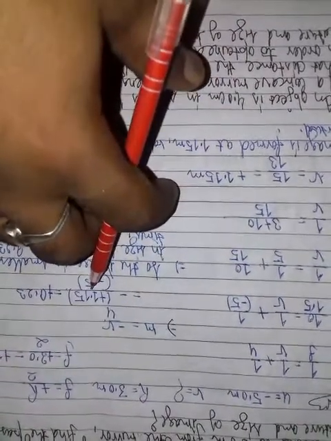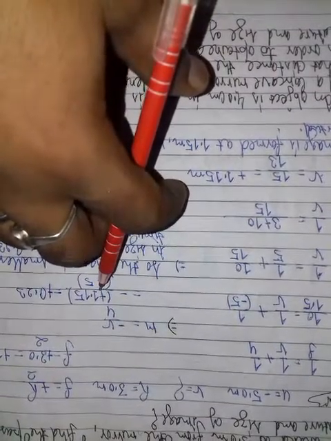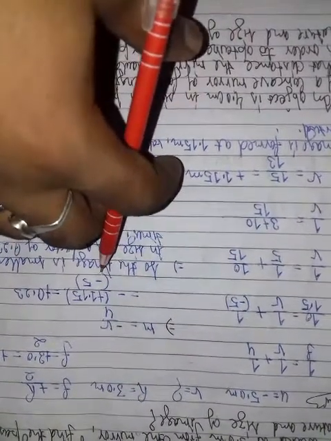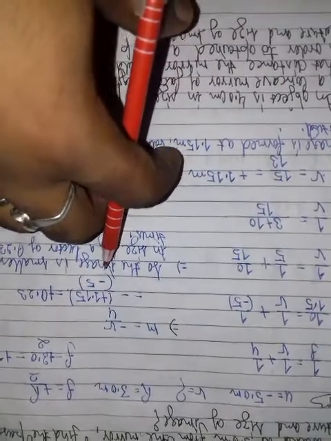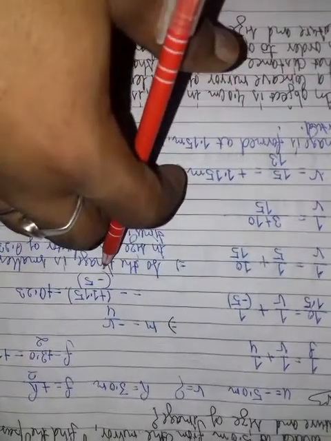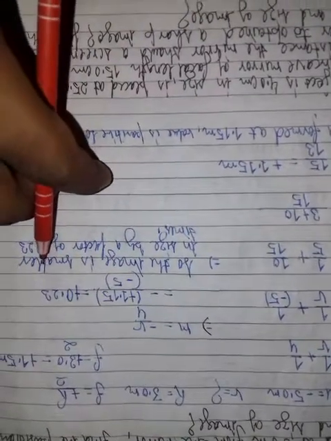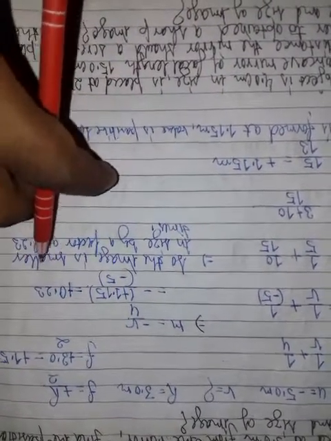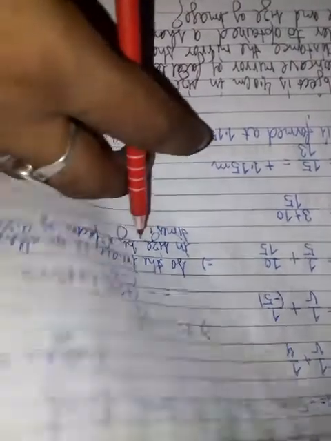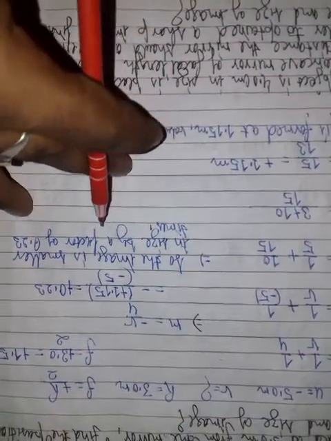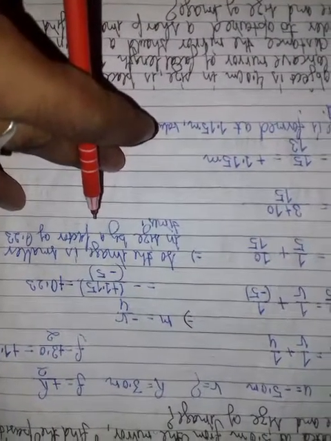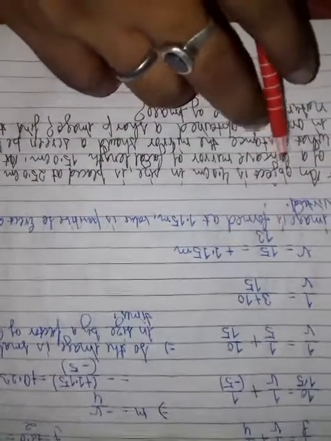Putting the value of the image position, that is plus 1.15, and the object position, that is minus 5, the minus signs cancel and the value is plus 0.23 times, so the image is smaller in size by a factor of 0.23 times. And we move on to the next question.